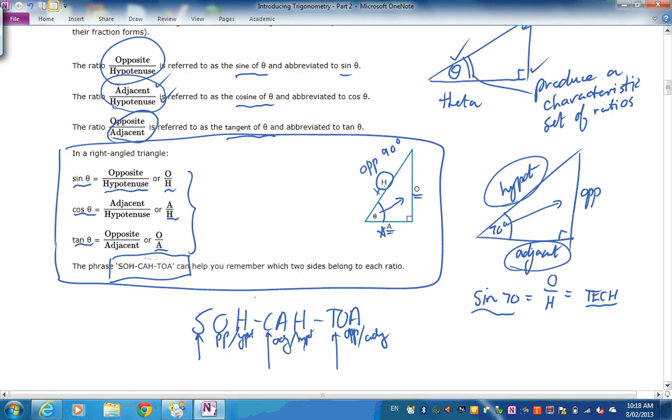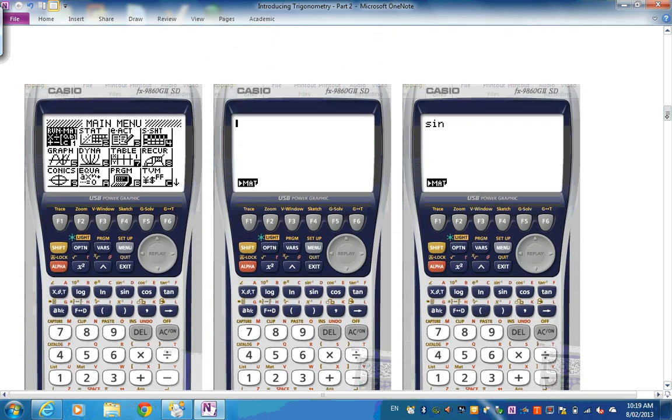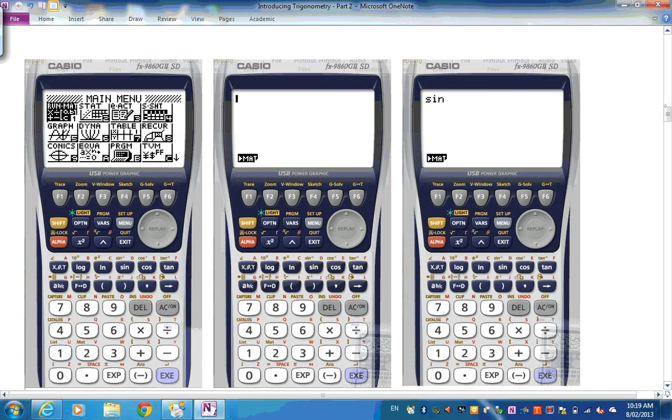So it helps you say, well, if I am working in a triangle with a particular angle and the sides I have are the opposite and the adjacent, let's have a look, the opposite and the adjacent, which ratio will I use? Oh, here it is here. Opposite over adjacent is tan, that's TOA. So SOHCAHTOA is a useful tool for students to remember which way up and which pair of sides you're playing with. All right, let's come down here and have a look on the calculator, because here's the Casio.